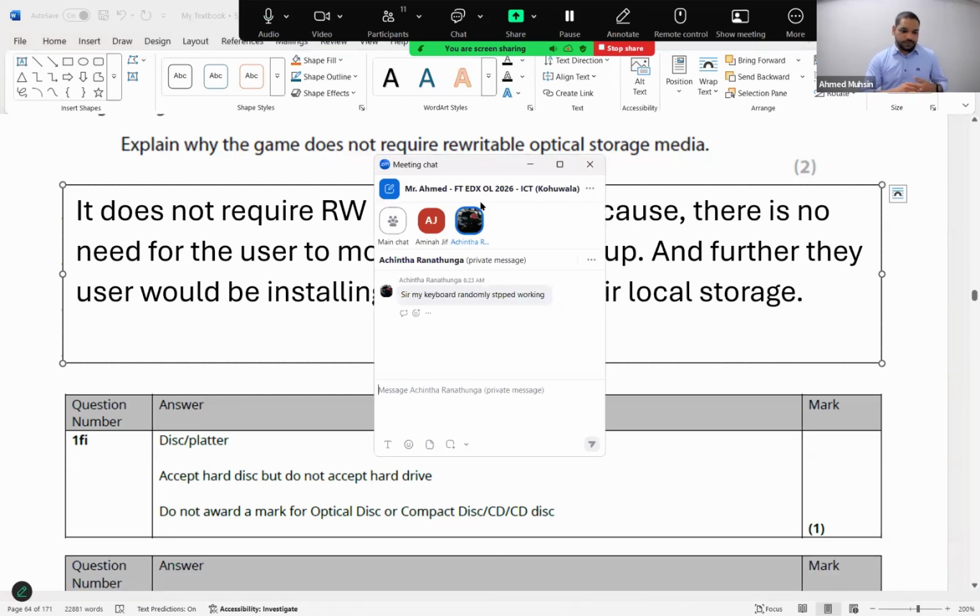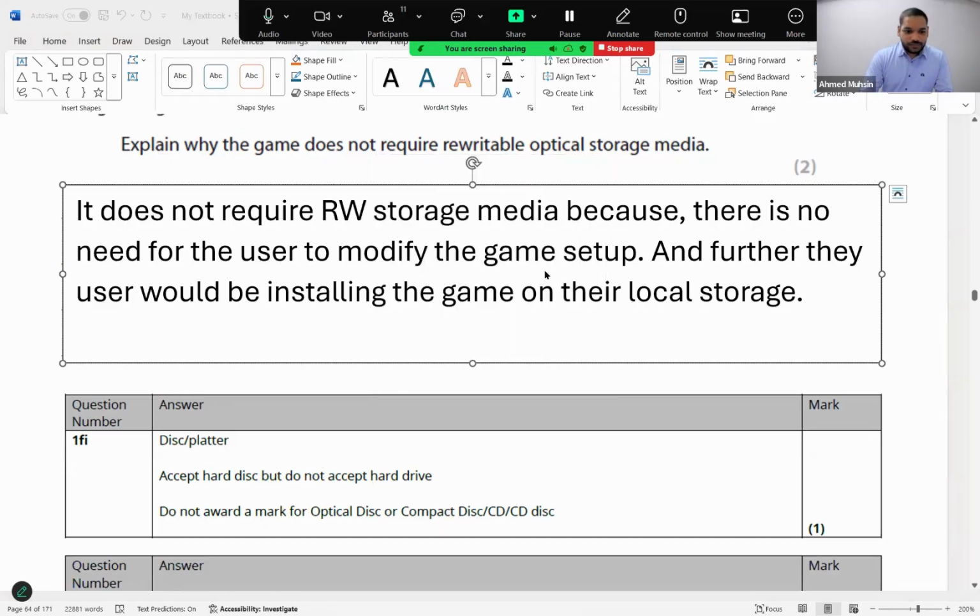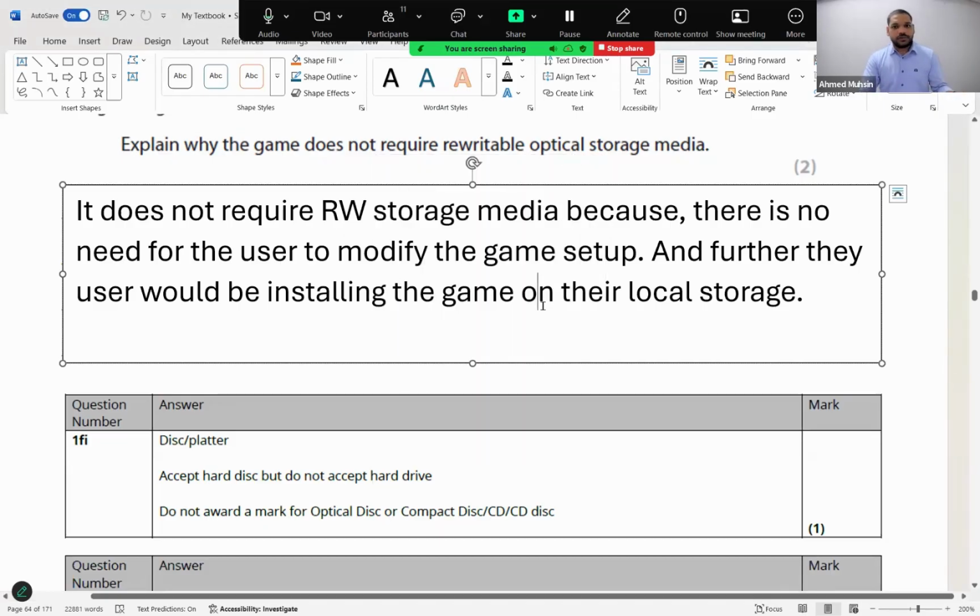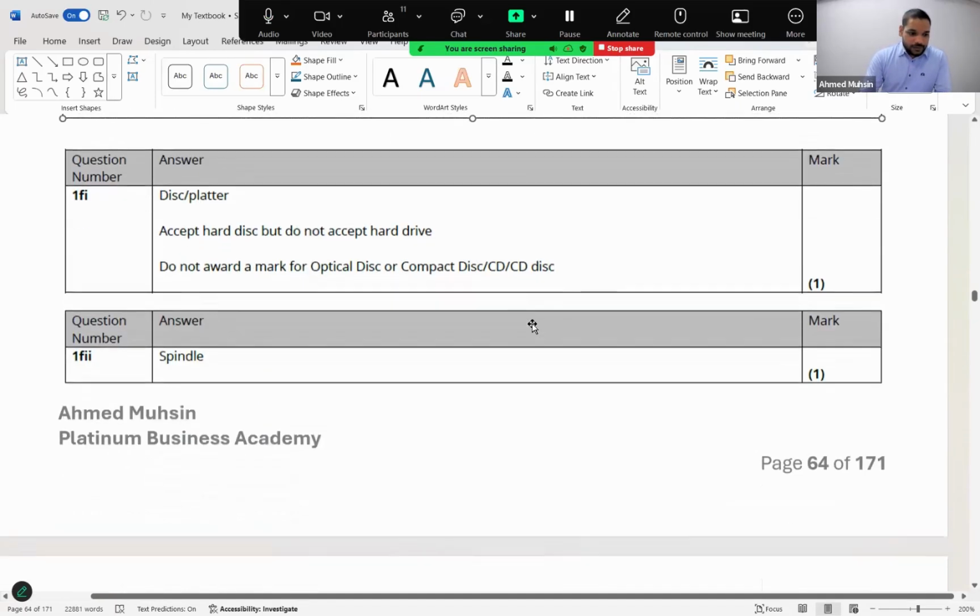Keyboard randomly stopped working. Oh. Try restarting and seeing. Laptop keyboard, external keyboard. Right.